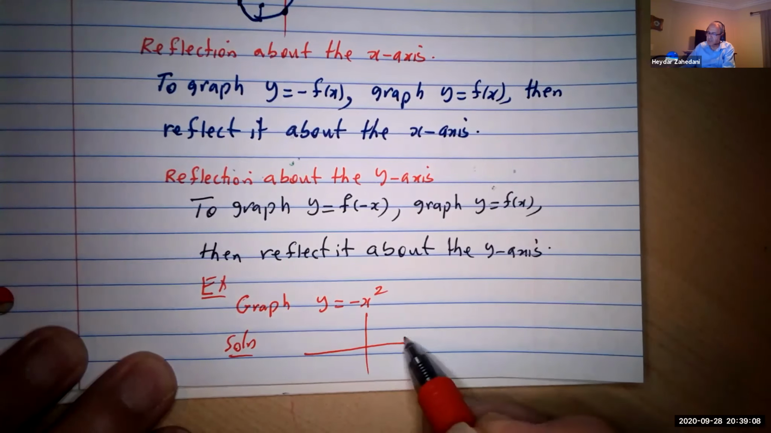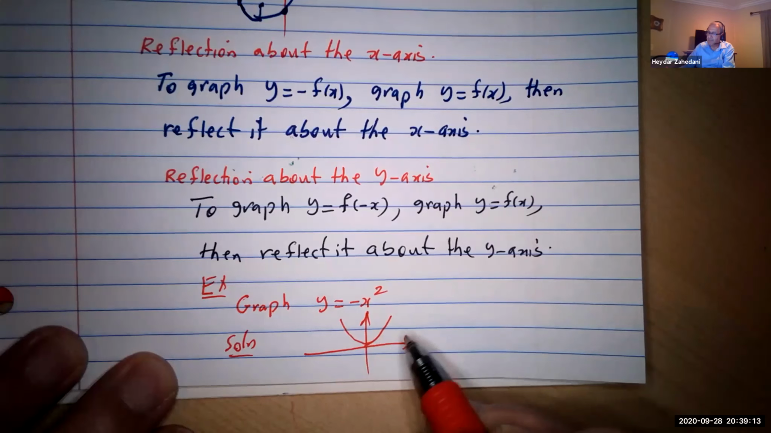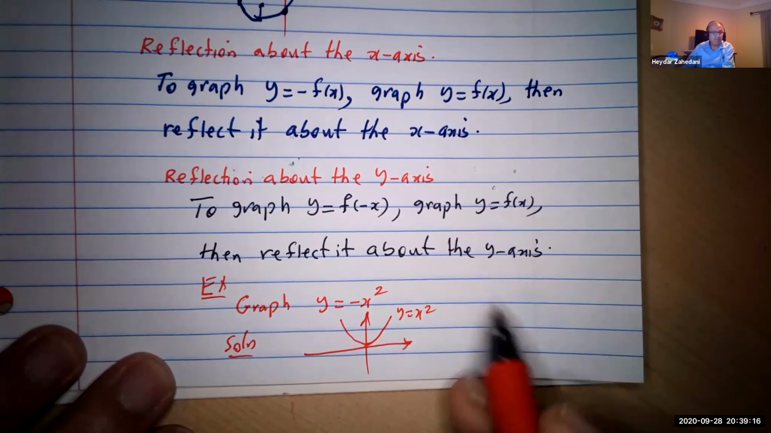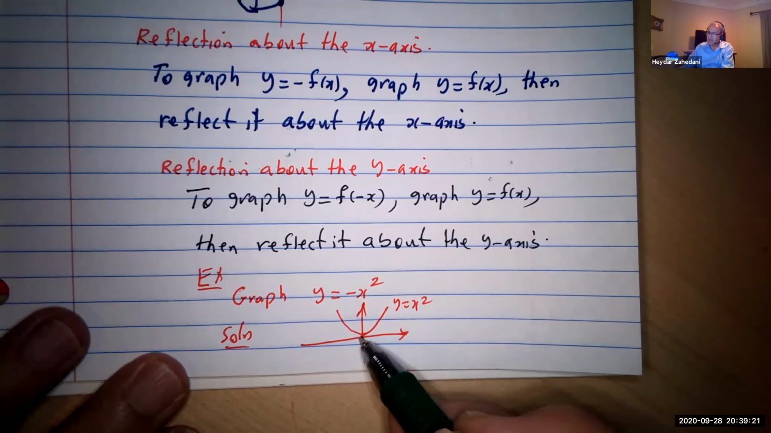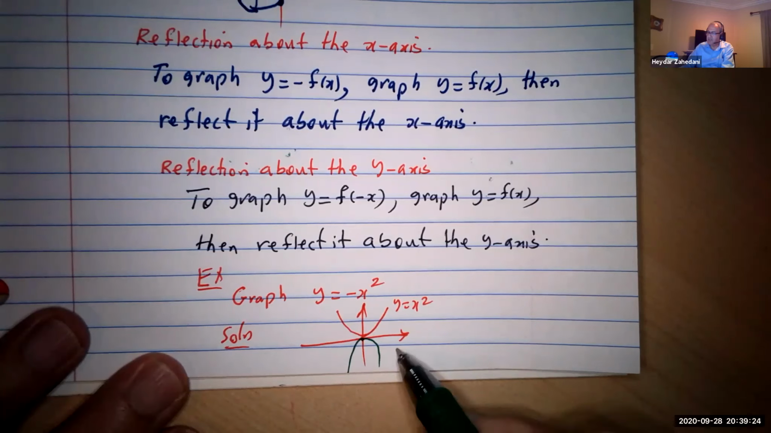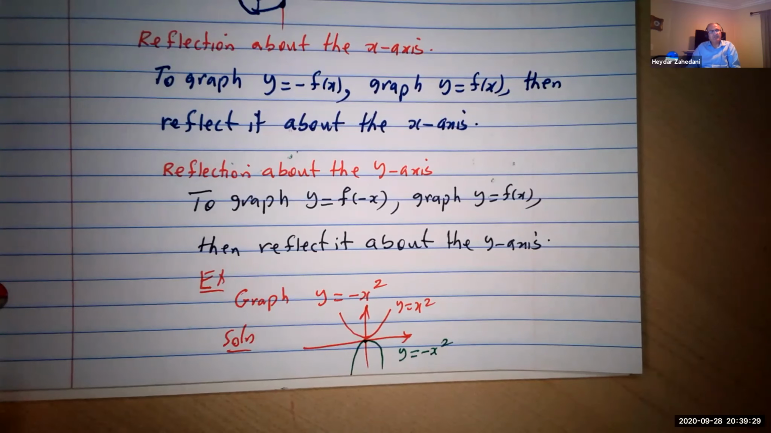So the original one is y equal to the x squared. Turn it over. The mirror is on the x-axis. So this is going to be y equal to the negative x squared. We get the mirror image. You see, this is y positive, this is negative. It's like changing the y into the negative y to get these operations.